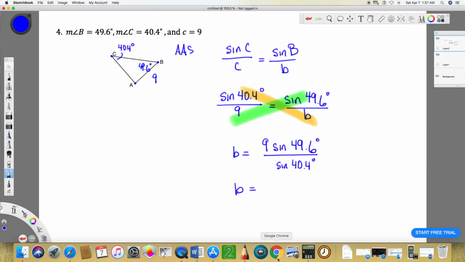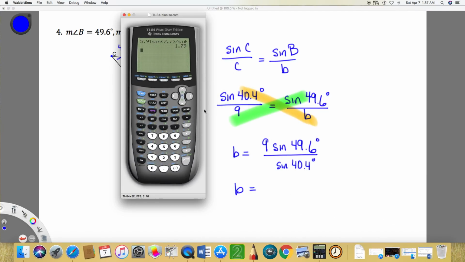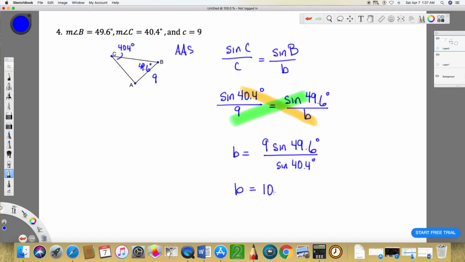So let's go to the calculator. I've got 9 times the sine of 49.6. Don't forget to close that parenthesis. Divided by the sine of 40.4. I'm getting 10.57.